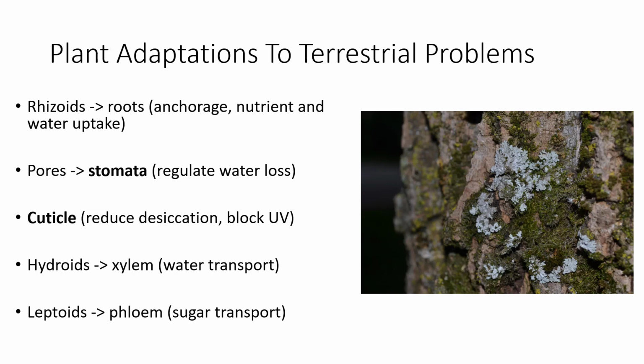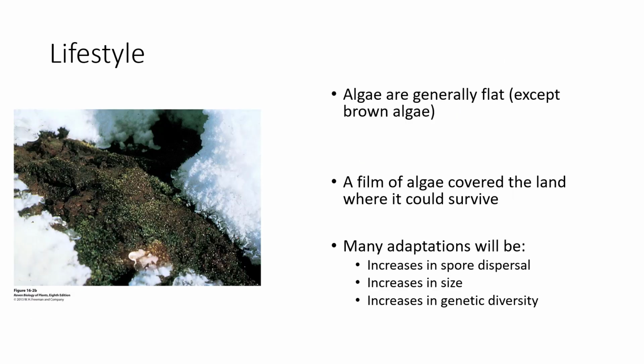There is a cuticle on all plants, and this reduces how fast plants dry out. This is a waxy layer on the outside of leaves or leaf-like things. And this is also going to block ultraviolet light to an extent. We're going to see UV light being taken up by secondary pigments as well. The hydroids of mosses are going to move water around. The xylem of larger plants is going to move water around. Leptoids in mosses are going to move sugars around, and the phloem in later plants is going to move sugar around.